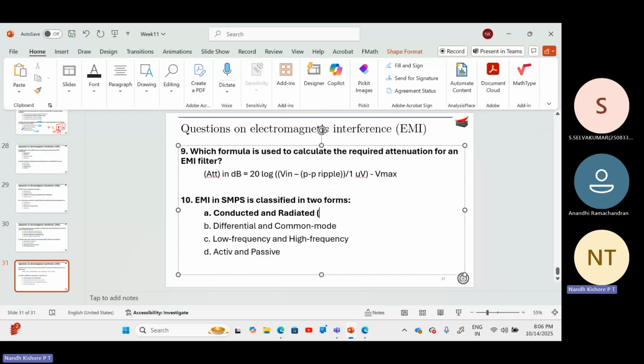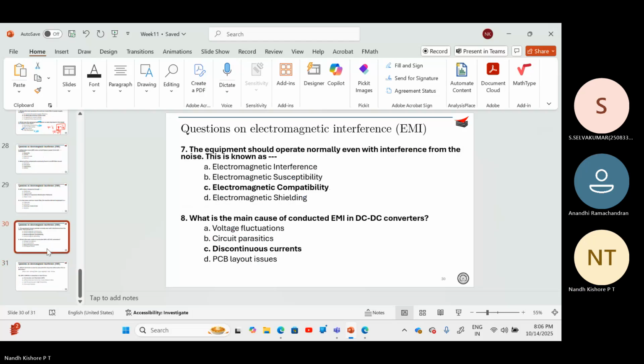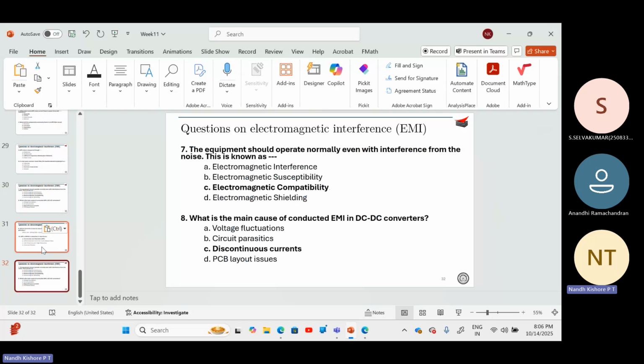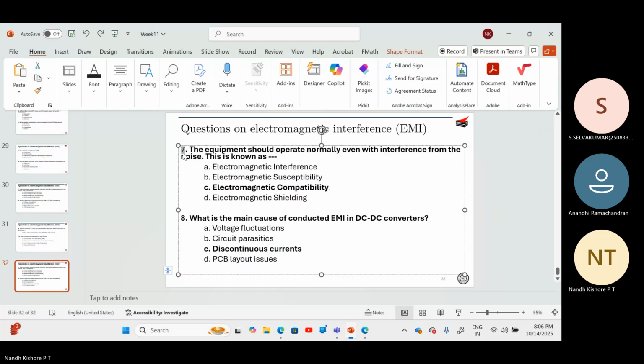So this is the types of EMI. Differential and common mode is the type of noise and filter that you get. Okay. So if this is fine, right, we'll move on to the next. 11th question. Okay.